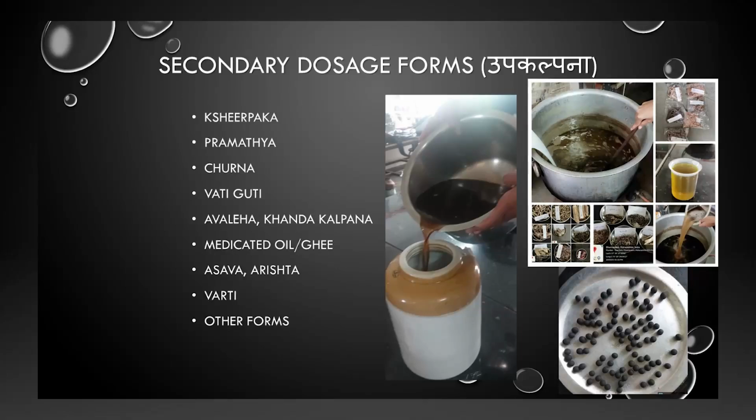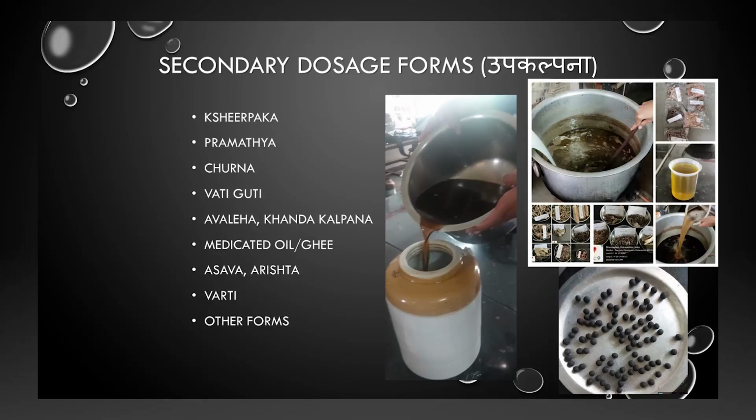Vati Guti. Vati Guti are forms that are similar to tablets and prepared from dry drugs or paste of dry drugs. Drugs are triturated with herbal juices as the binding agents for the preparation of tablets. Sugar and jaggery are also used as binding agents in Vati Guti Kalpana. For example, Arogyavardhini Guti, Eladi Vati.